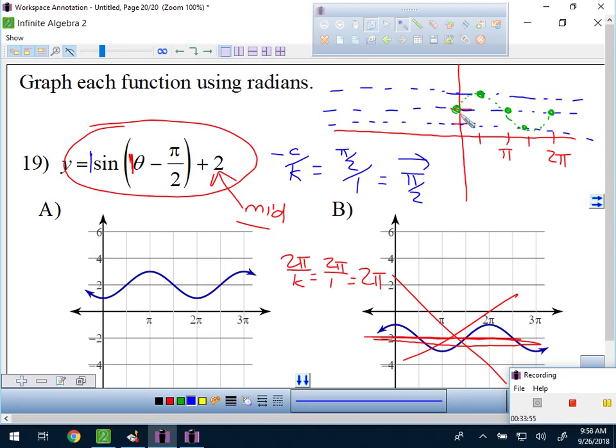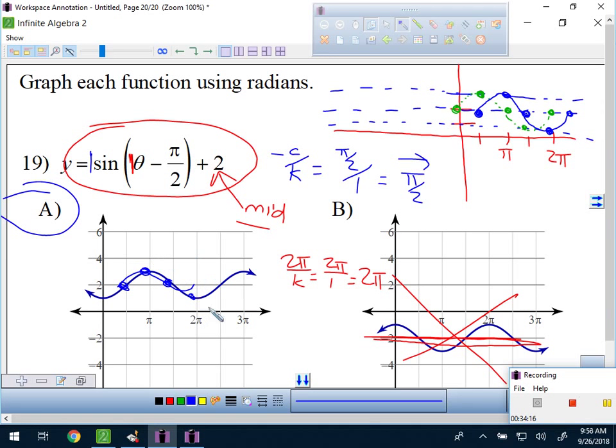So this point in green is going to be right here. This point in green is going to shift over to right there. This point will be shifted over here. This point over here. And this point over here. And so in solid blue, there's my answer. Well, sure enough, that's it right there. That's answer choice A. I didn't have to look at C and D, but that's it.